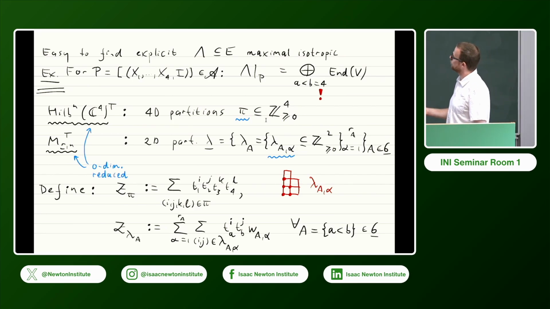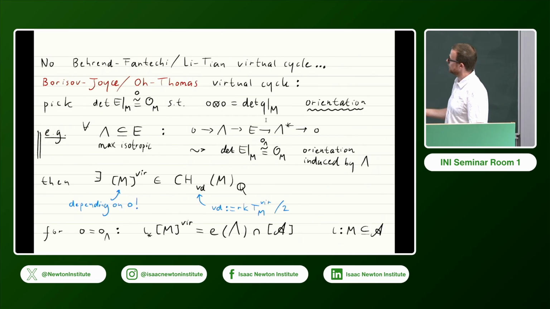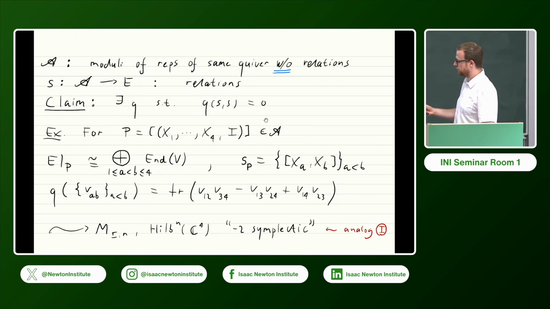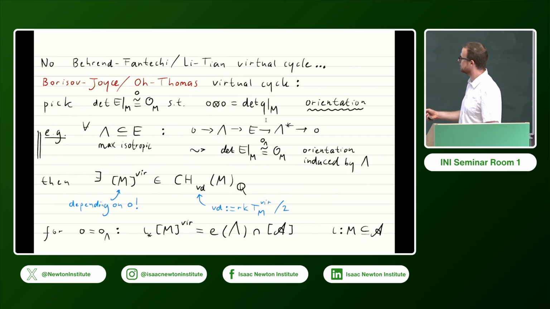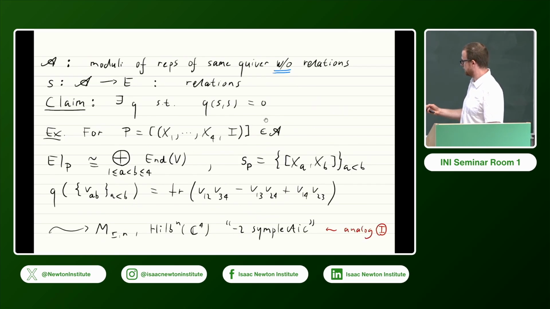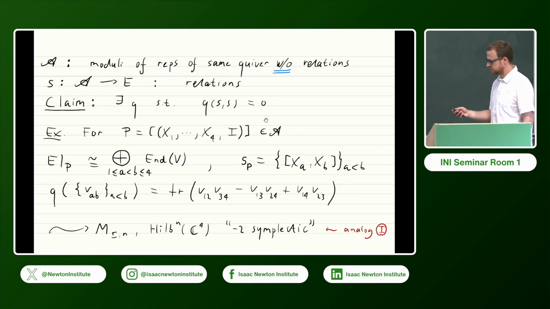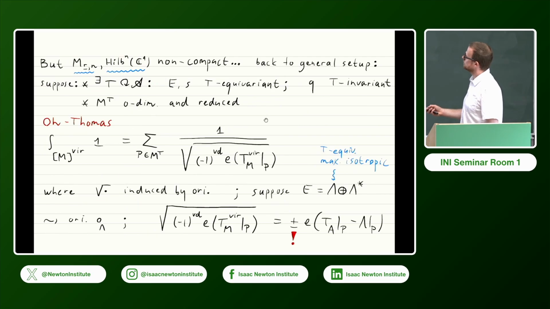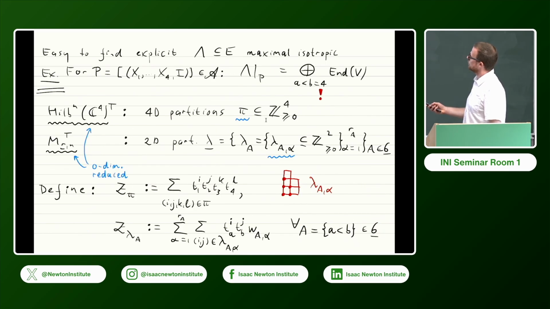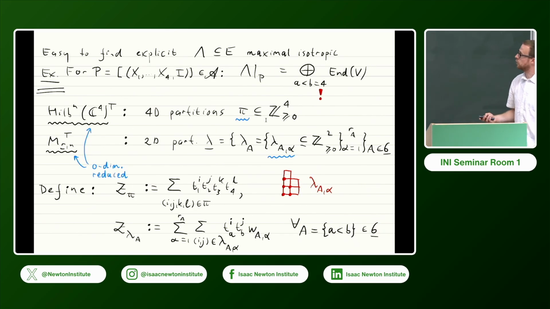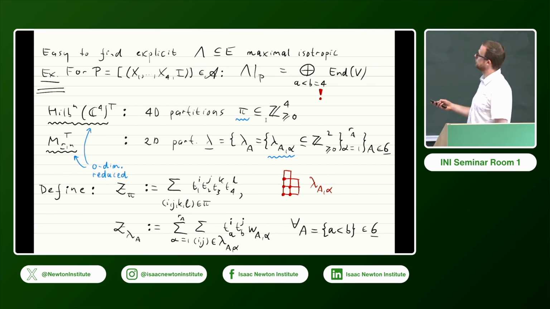So if I go back to the formula, you can see that for this choice, this quadratic form that I wrote down here vanishes on the lambda that I took. And something similar you can do for the origami space. So let us pick this as our maximal isotropic subbundle.